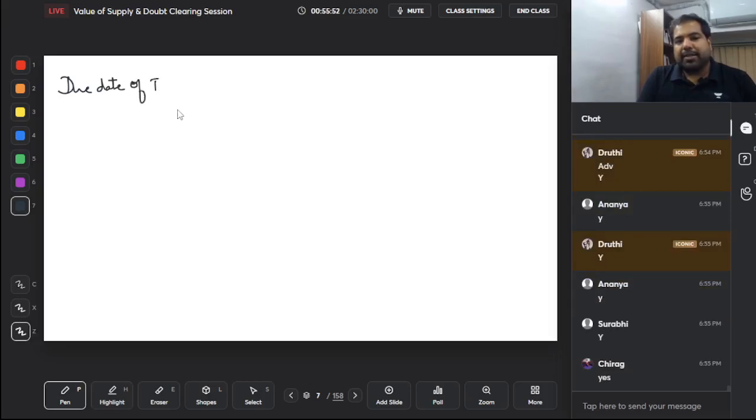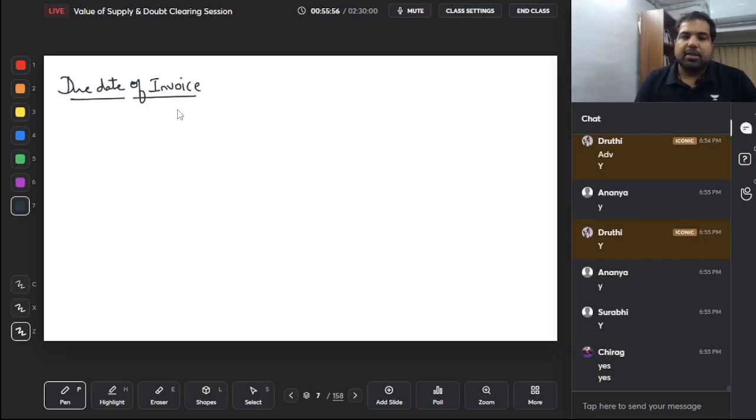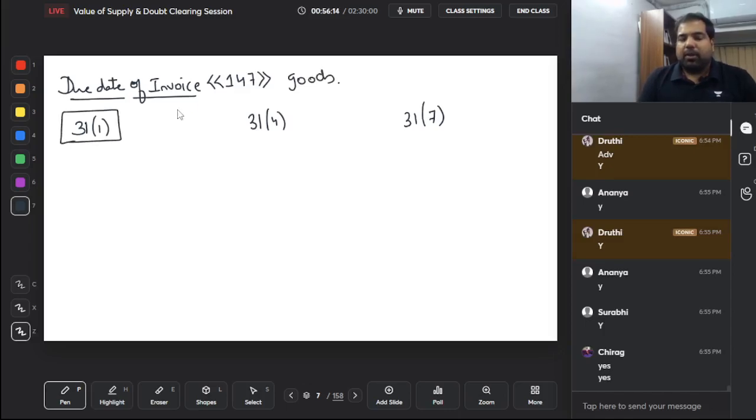Due date means, can I say it's the last date by when the invoice should be issued, guys? Yes. What is the due date? The due date is given in section 31(1), 31(4) and 31(7). So the shortcut is 1, 4 and 7. This is for goods. Remember, this is the main one, 31(1). They say that the invoice should be issued maximum by the time the goods are removed or maximum by the time the goods are delivered.